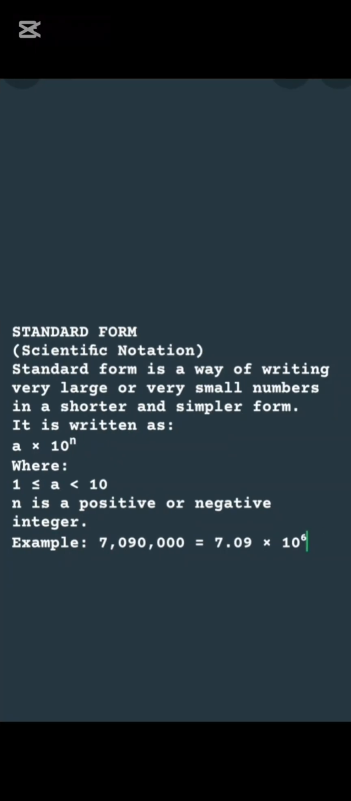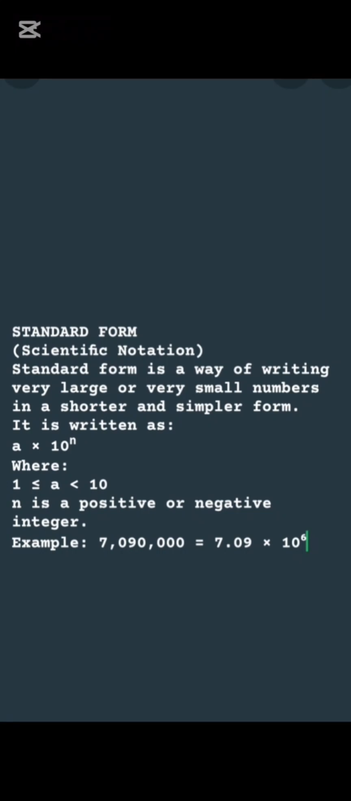Standard form. What is standard form? Standard form is a way of writing large numbers or very small numbers in a shorter and simpler form. And this is the scientific notation of writing a standard form number. Our standard form is being expressed as A times 10 raised to the power n.